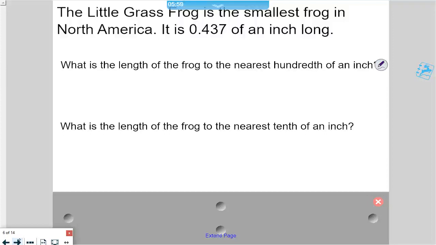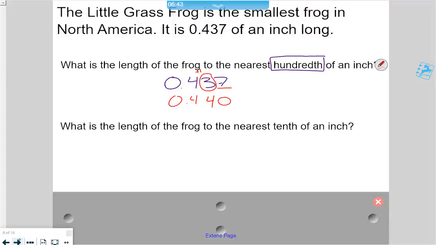Now, the little grass frog is the smallest frog in North America. It is 437 thousandths of an inch long. What is the length to the nearest hundredth? All right, so if I go 0 and 437 thousandths, my hundredths place is right here. Underline to the right. 0 to 4, circle stays the same. 5 through 9, add 1 is the game, so I have 0.44. Everything else stays the same. Flex my power, and everything to the right turns to 0.